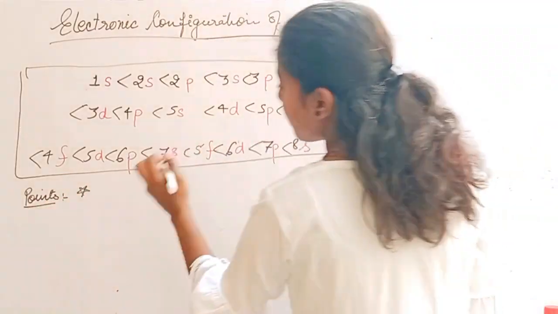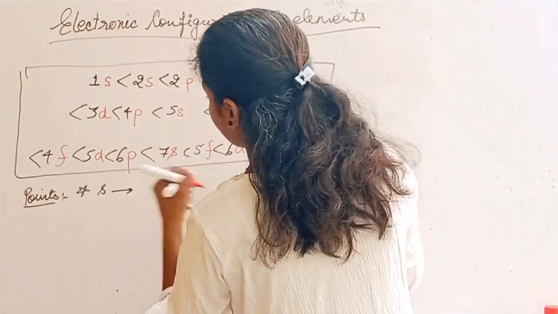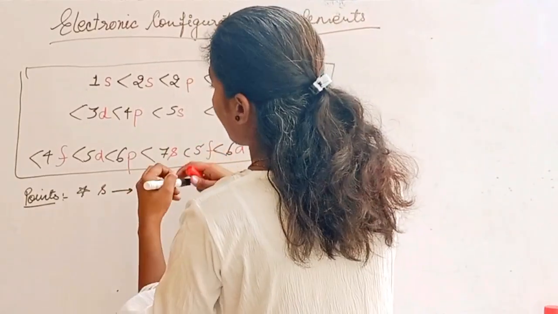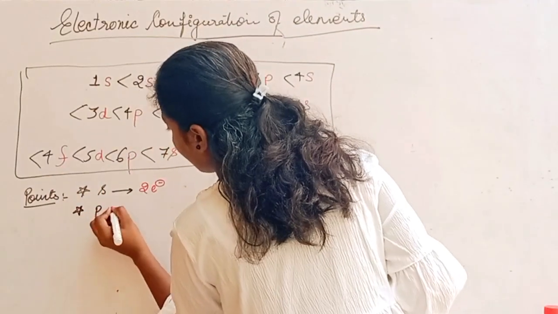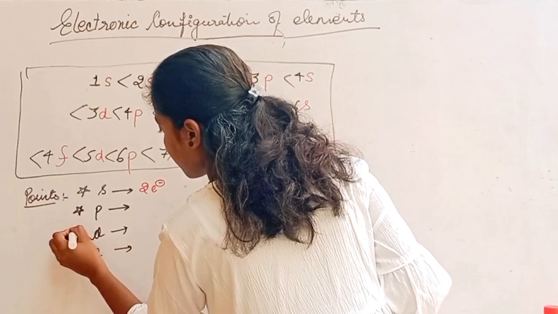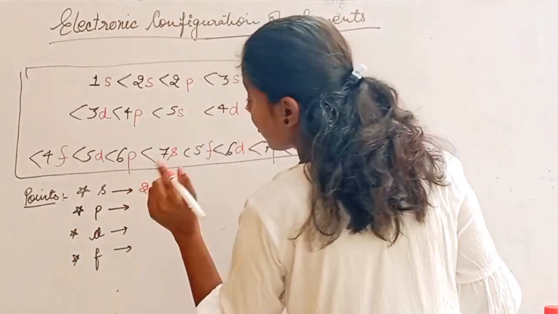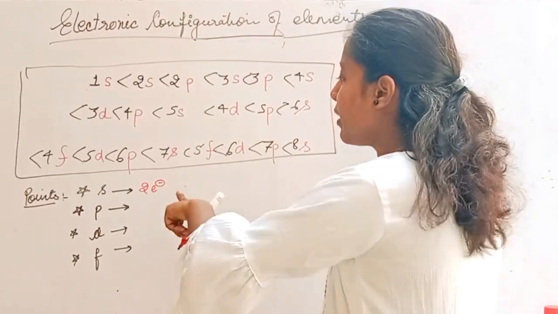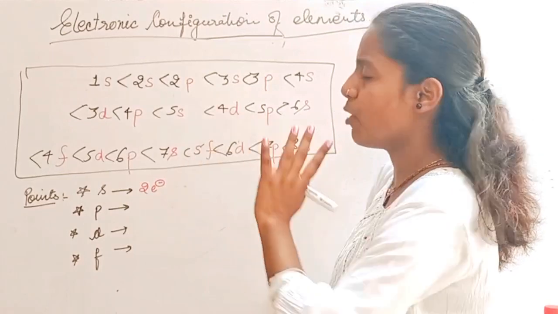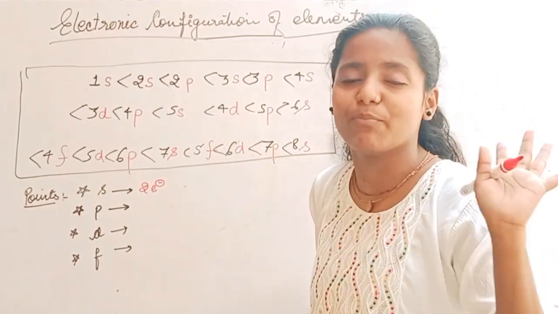Point number 1: S contains your 2 electrons. Adding on 4 to it, P contains 6, then D, and then F. I'm just telling you how to remember how many electrons are in S, P, D, F. I can say directly that S has 2, P has 6, D has 10, and F has 14.